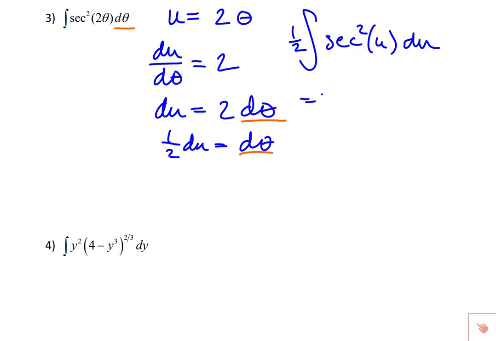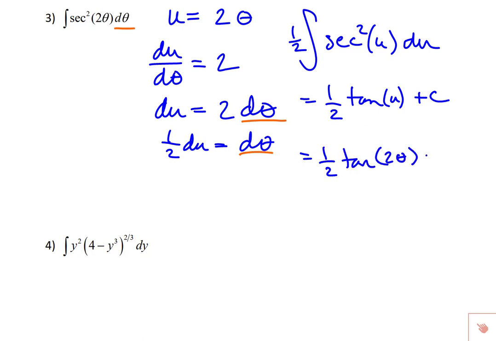But then, as mentioned, this uses one of our standard or basic antiderivatives. We'll rewrite this as 1/2, keeping the constant out front. The antiderivative of secant squared would be tangent, and so we'll say tangent of u, but then plus c, and then simply replace u with what we had set it equal to, giving us a final result of 1/2 times the tangent of 2 theta plus c.